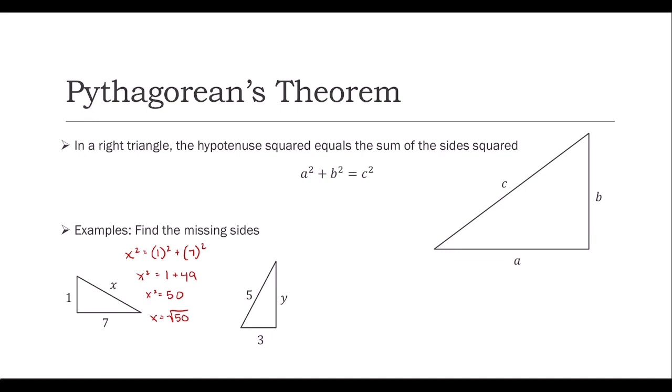For the second one, we're given the hypotenuse and one leg. So our hypotenuse squared, 5 squared, equals y squared plus 3 squared. So 25 equals y squared plus 9. We'll subtract 9 from each side to get that 16 equals y squared. And then when we take the square root of both sides, we'll get that y equals 4. So Pythagorean's theorem is going to be really useful for a lot of geometry problems.